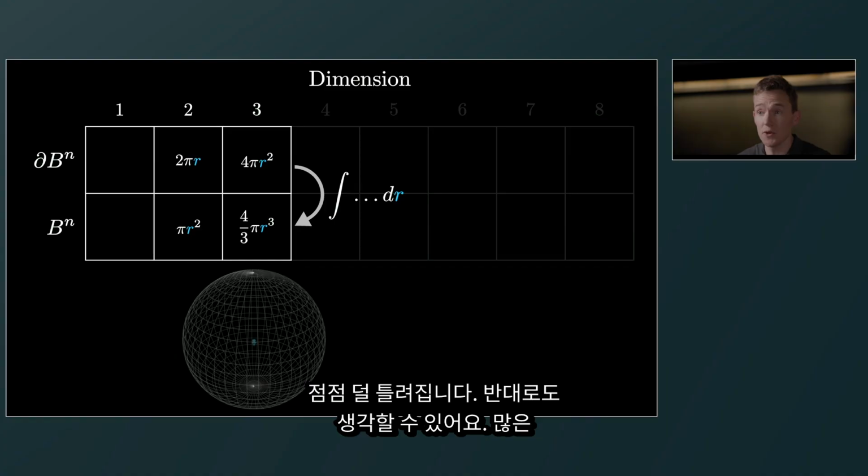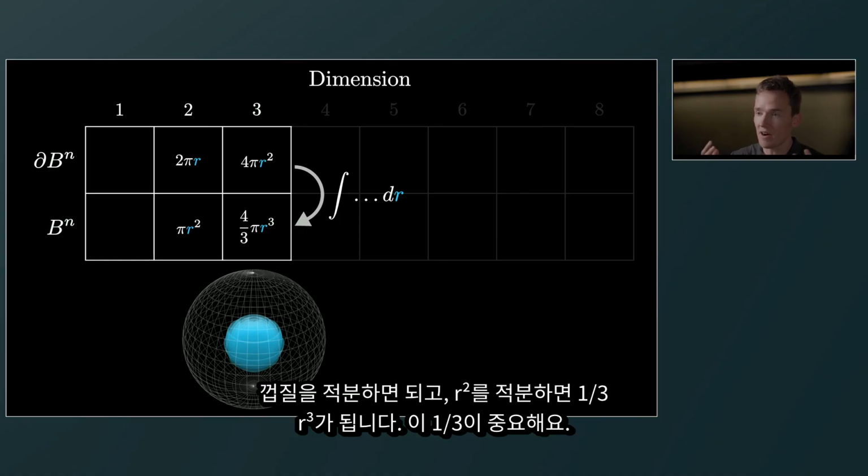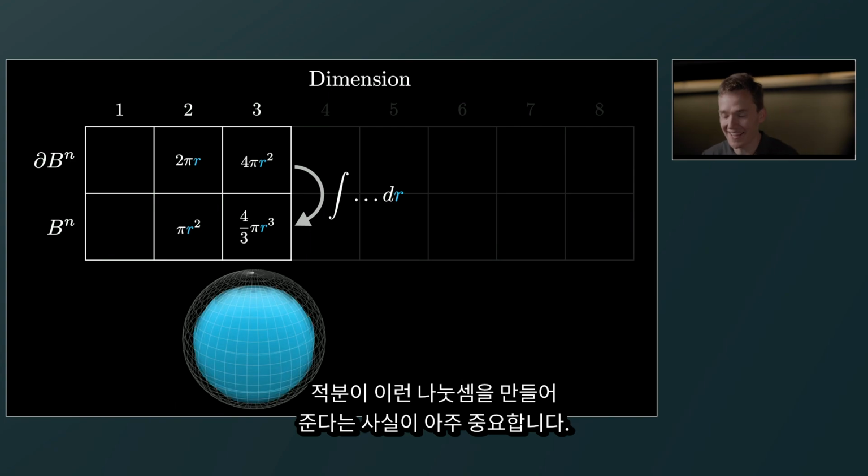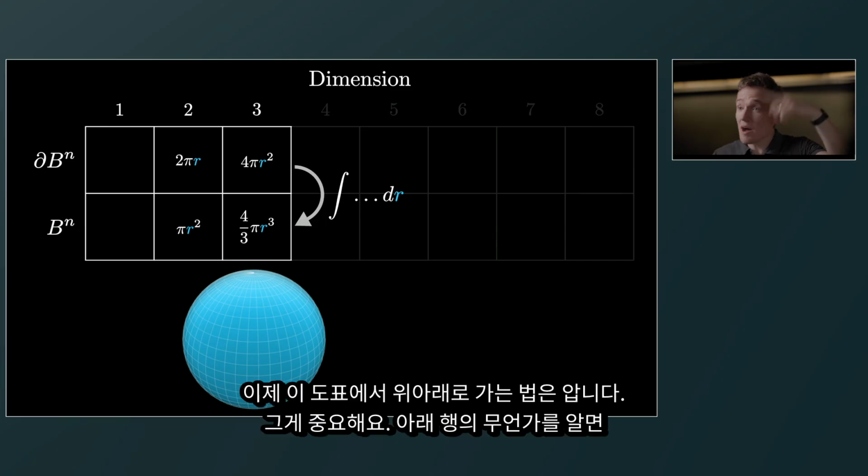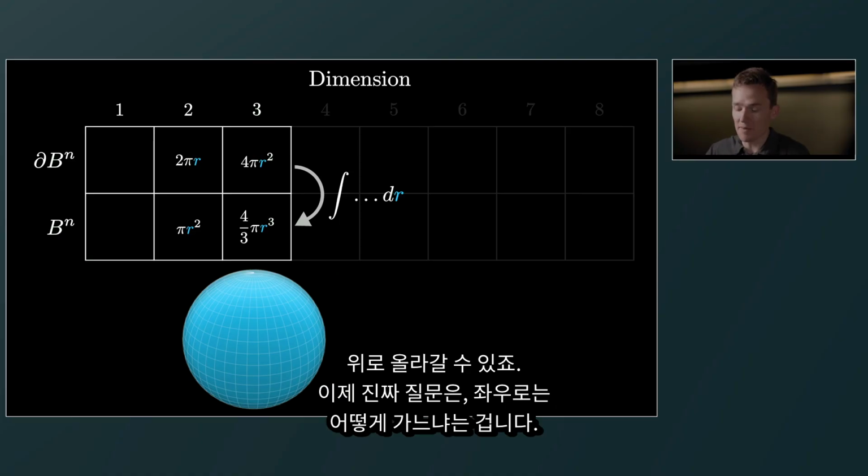And then on the flip side too, you can think of it by integrating together a bunch of shells, and integrating the r squared turns into 1/3 r cubed. And that 1/3 is important. That idea that integration gives us that division is going to matter a lot. So we know how to go up and down in this diagram. That's the important part. If you know something on the bottom row, you can step up. Now our real question is, how do we go left and right?